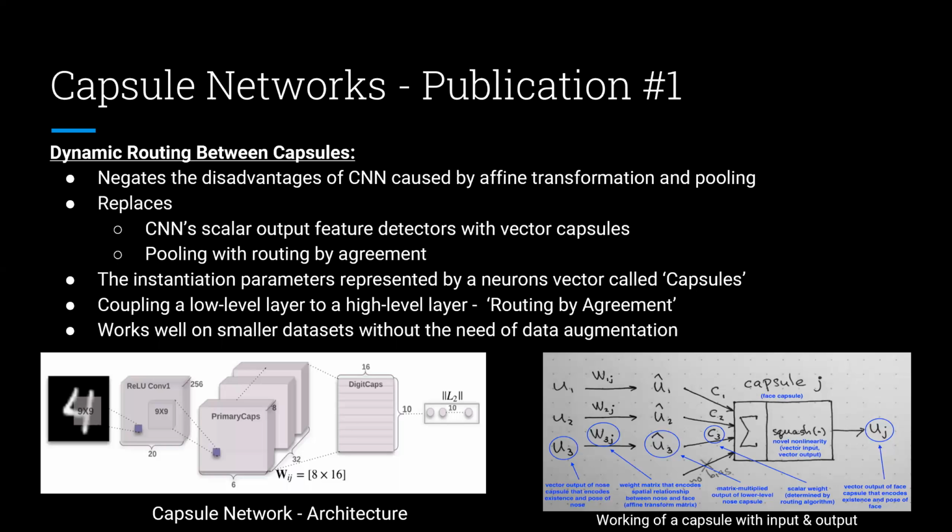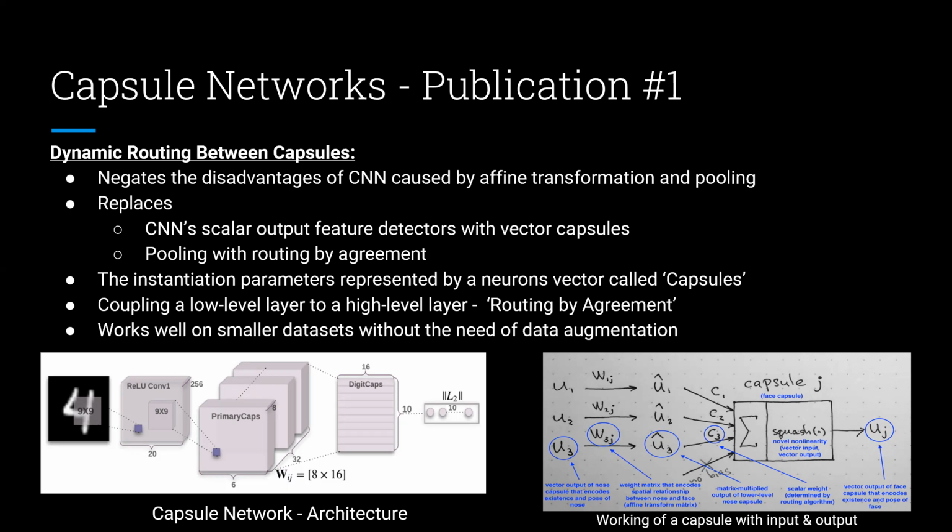So to solve this, we have something called capsule networks, and we have implemented the paper called dynamic routing between the capsules. It negates the disadvantages of CNNs caused by affine transformation and pooling. It replaces the CNN's feature detectors with vector capsules, and pooling is replaced by routing by agreement.